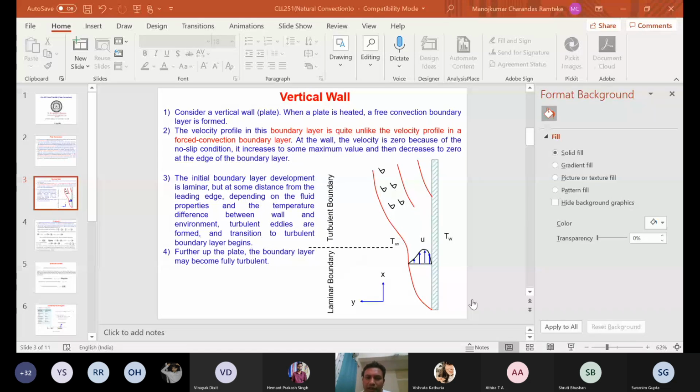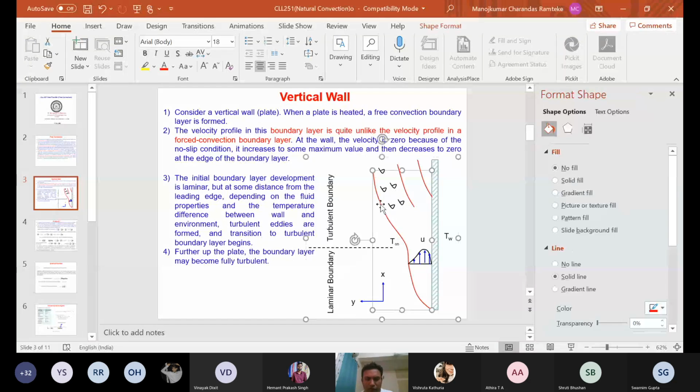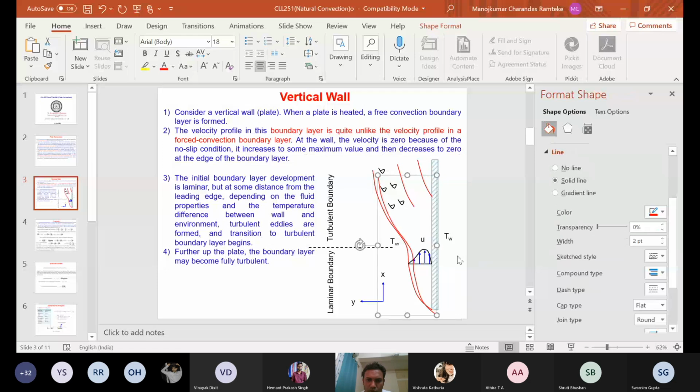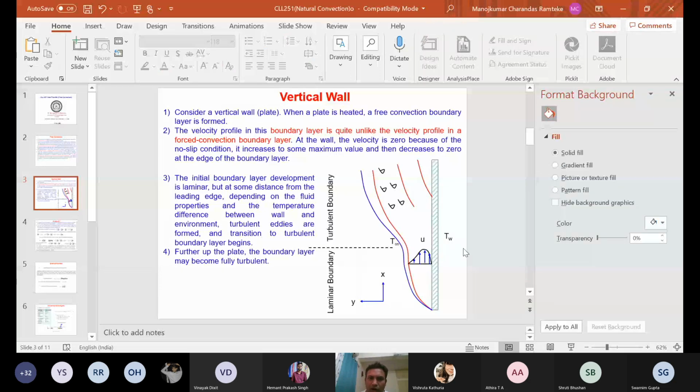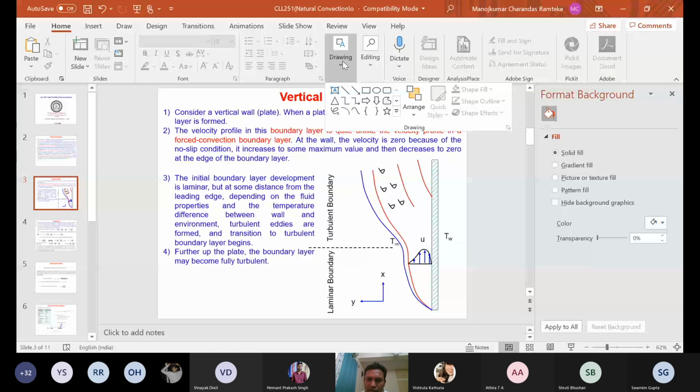Okay. So let me just draw one more figure here that will give you a little bit. Let me change the color a little bit so that you will understand. Again, let me just draw one more line so that it will be clear.